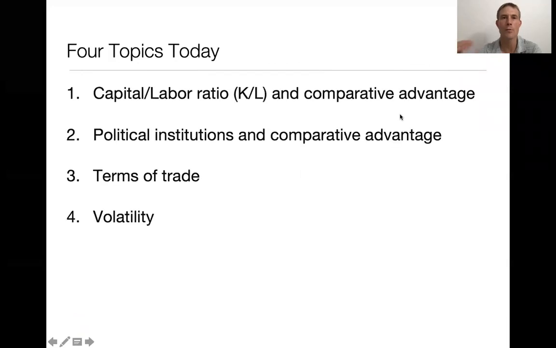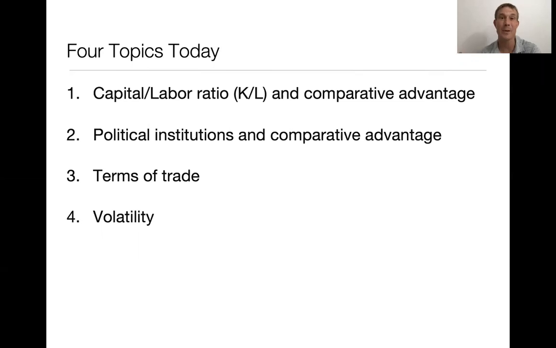This is an introduction to international political economy, and this is our second lecture on comparative advantage. We're actually running through four different things today. We're going to talk about the capital to labor ratio in comparative advantage. We're going to talk about political institutions as the source of a lot of comparative advantage. We're going to talk about education and contract enforcement and all these sorts of things. We're going to talk about the terms of trade between countries.